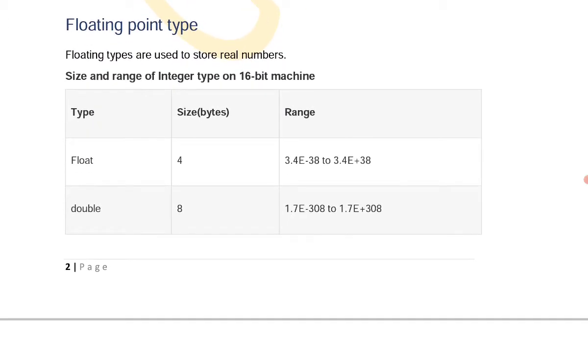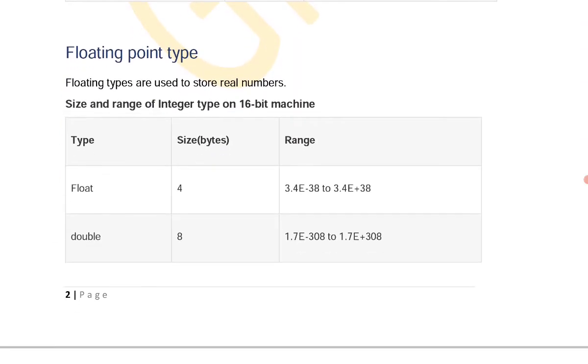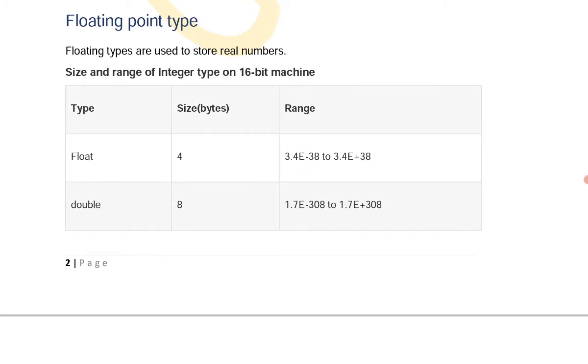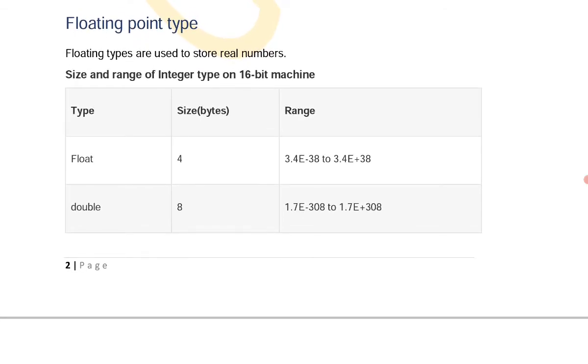The second primary data type is float or real numbers. So, what are floating numbers? What are decimal numbers? They have some decimal point inside them. What are floating point numbers? Numbers with a decimal point.